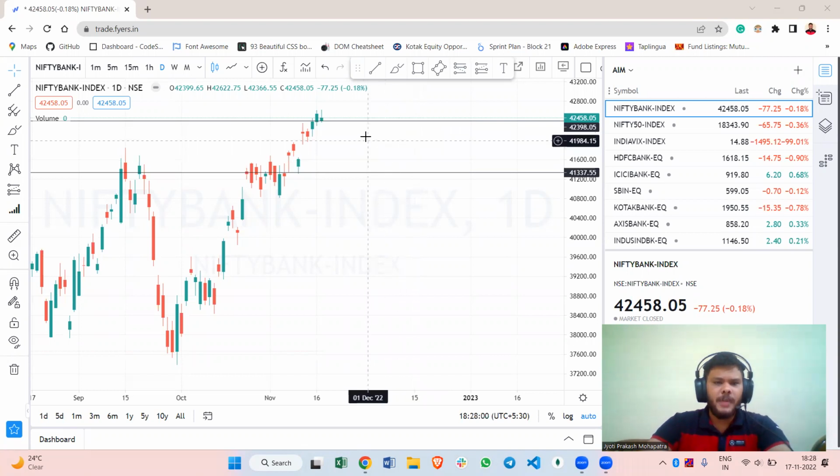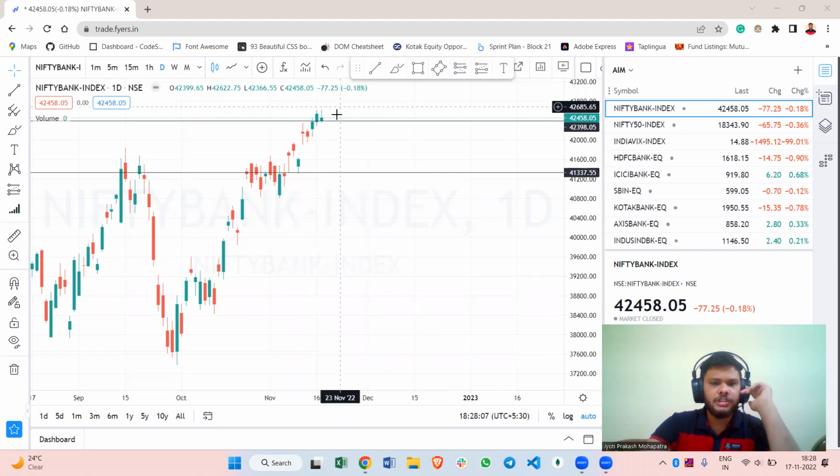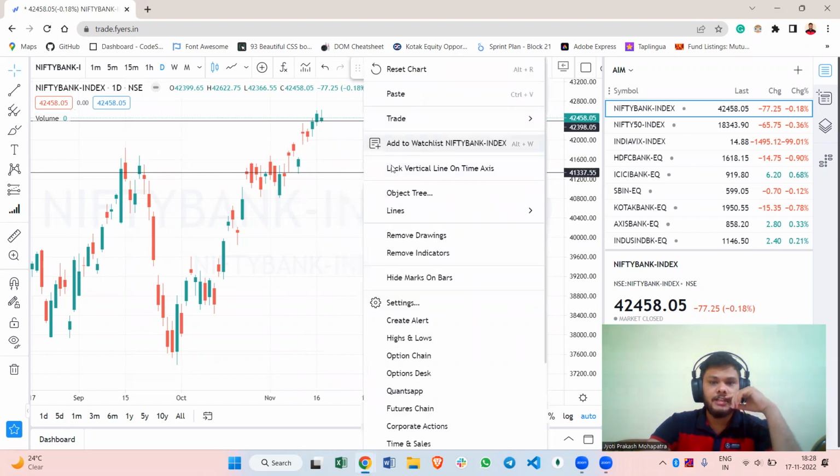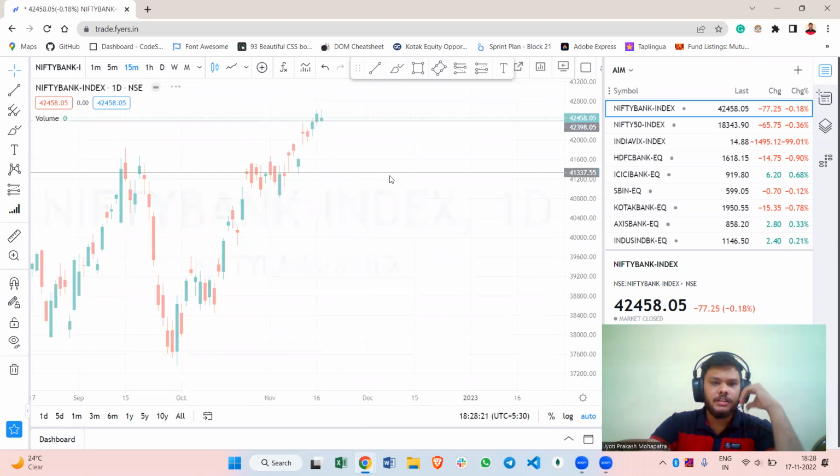So if you want to buy tomorrow, then it needs to close above 42,600, by opening gap up, or in or around that level if it opens around 42,600, and after that it closes above that range, then you can expect some buying here, and your target will be 42,800 to 42,900.